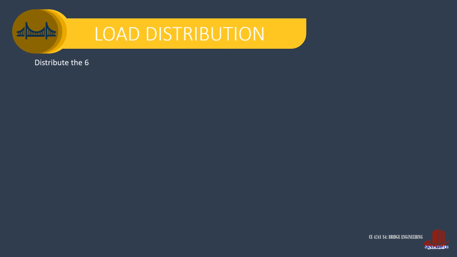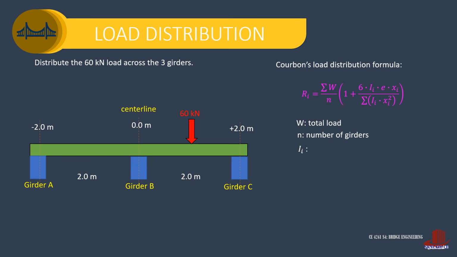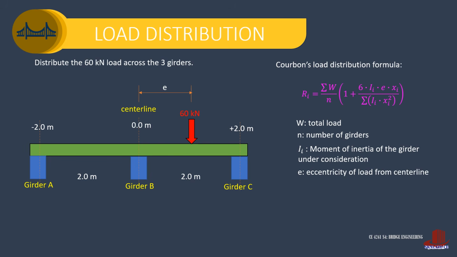The next step is the load distribution, where we use Courbon's method. The example has a load of 60 kilonewtons, which is to be distributed across the three girders. Courbon's load distribution formula is shown, where W is the total load on the bridge, N is the number of girders, I is the moment of inertia of the girder under consideration, E is the eccentricity of the load from the center line, and X is the distance of the girder from the center line. R from the equation is the reaction of the girder, and this shows how much load the girder carries.